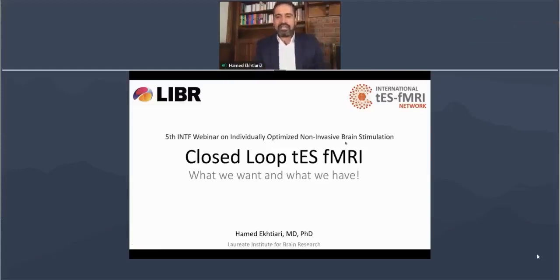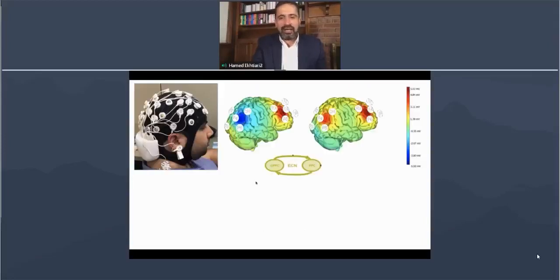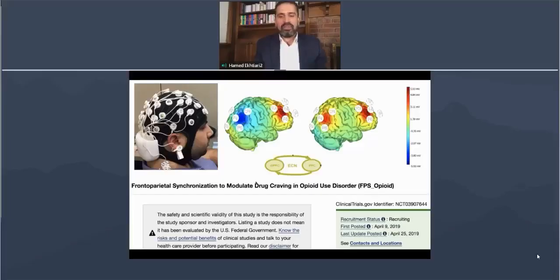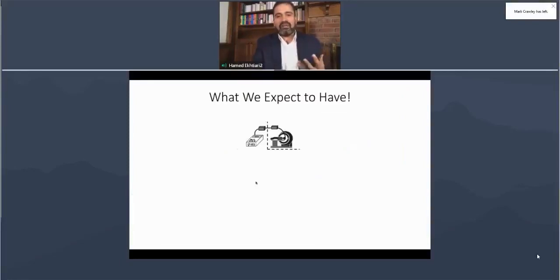Okay, we have been discussing how we might be able to get to a level of closed loop tES-fMRI, and I'm starting from this part. In my lab, like many other labs, we use one-size-fits-all approaches with one-frequency stimulation in frontoparietal connectivities, trying to see how we might modulate brain activations. But we know that it is not optimal with all the differences among subjects. Then the question is, is there any chance that we can get to an optimum level?